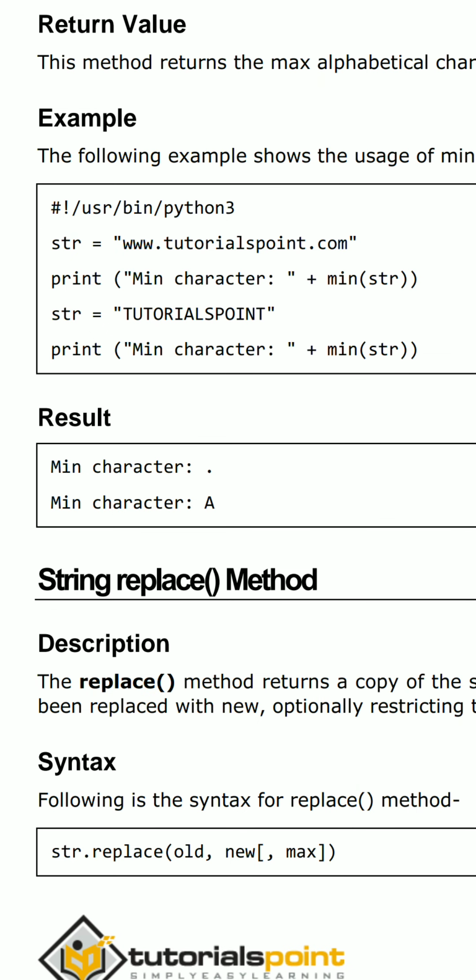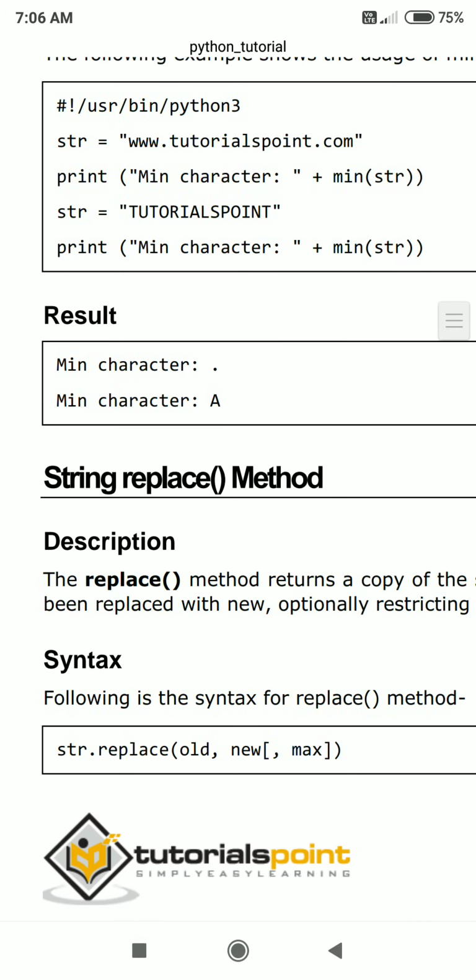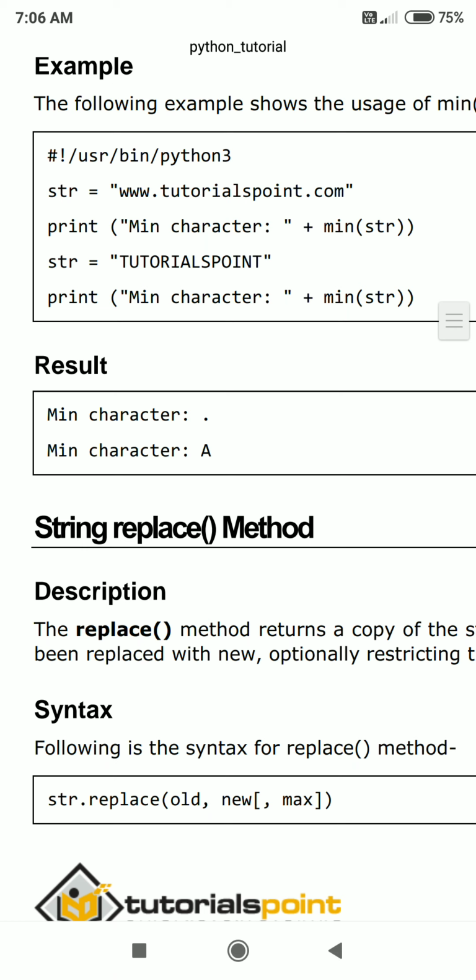I have taken a string, that is www.tutorialspoint.com. This is the string which is enclosed in double quotes, and then printing the minimum character concatenated with min of str. And then I have taken another string called TUTORIALSPOINT. All the characters are enclosed in double quotes. And then next I am printing and calling min of str. So after executing this program, I got the result as the minimum character.